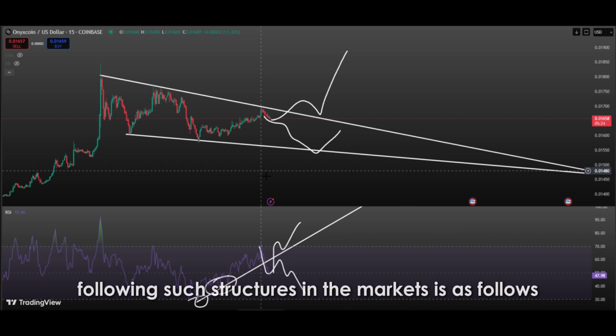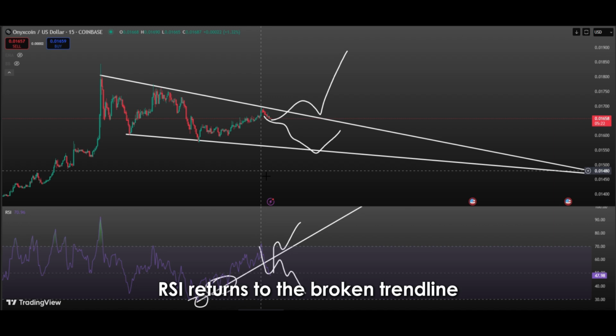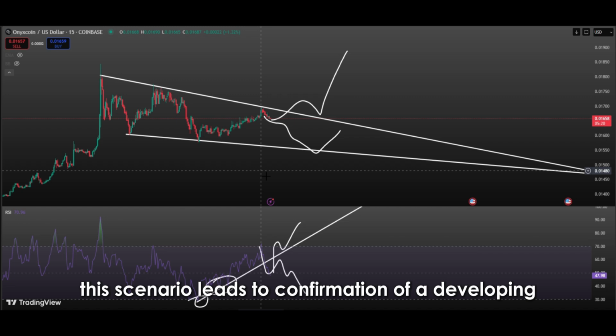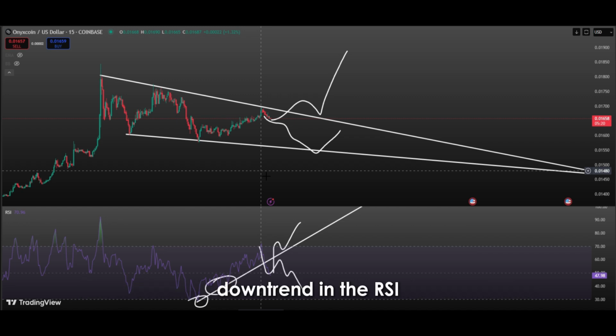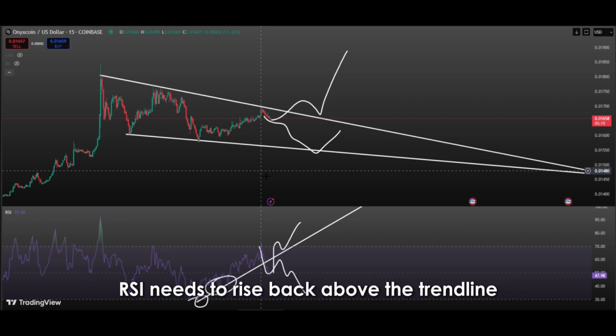A common scenario following such structures in the markets is as follows. RSI returns to the broken trend line, encounters resistance there, and then turns downward again. This scenario leads to confirmation of a developing downtrend in the RSI. RSI needs to rise back above the trend line.